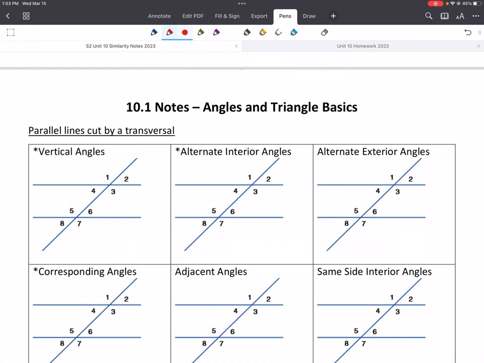All right, hey everybody, this is 10.1. We are covering angles and triangle basics.